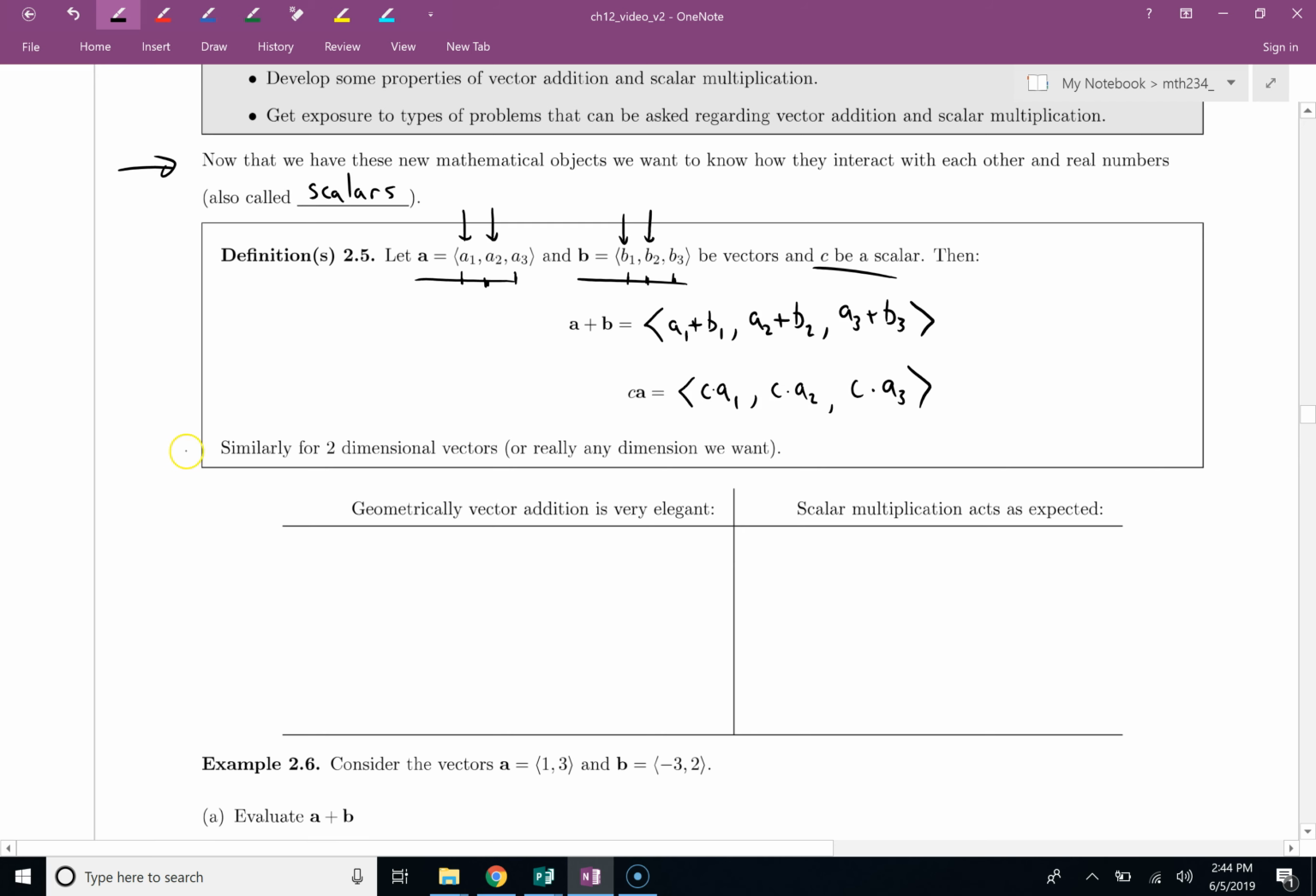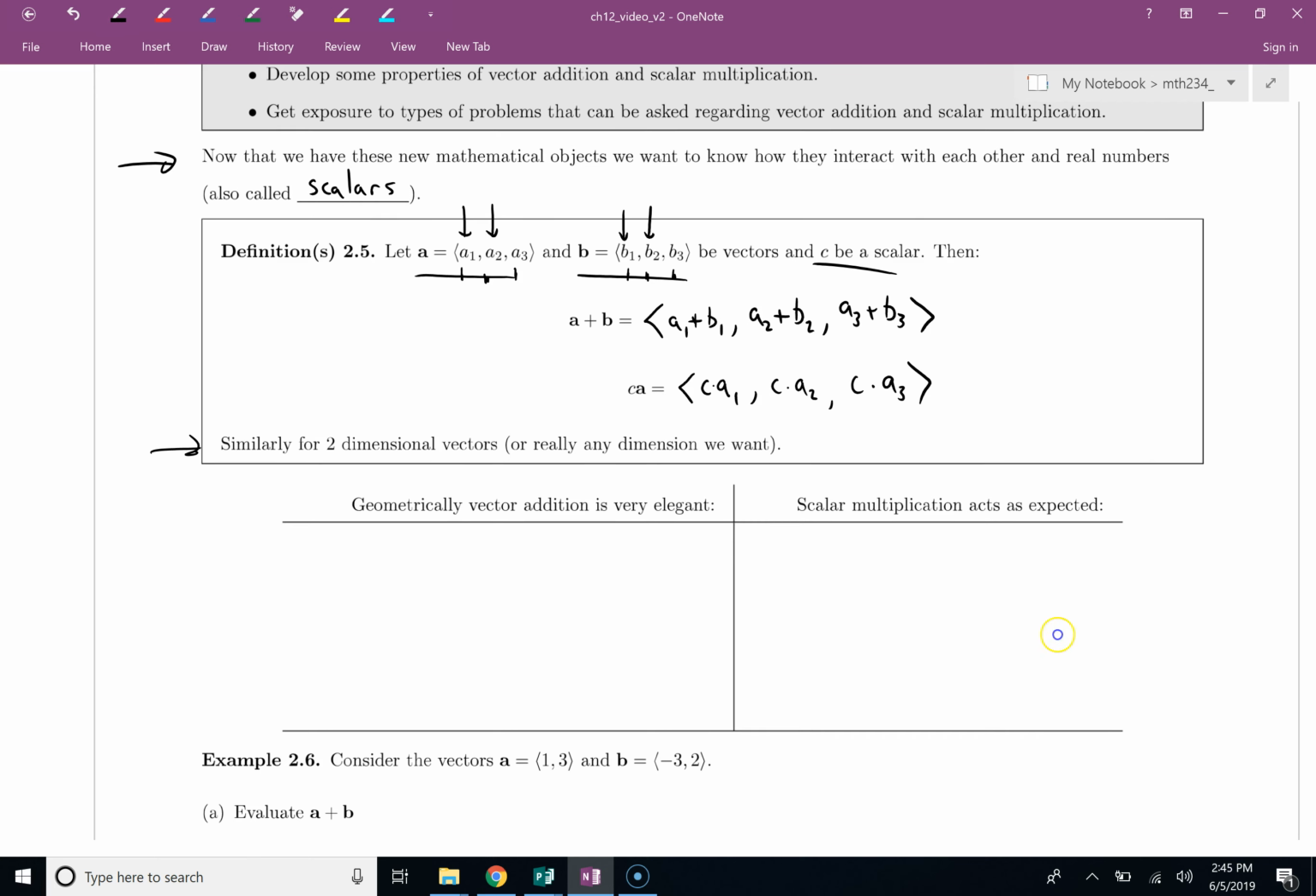And again, I mentioned at the beginning that this was for three-dimensional vectors, things with three components, A1, A2, A3, B1, B2, B3. But you could do the same thing essentially for two-dimensional vectors, or really any dimension you want. If you had a system with four dimensions or five dimensions, you could use the same sort of idea to define vector addition and scalar multiplication.